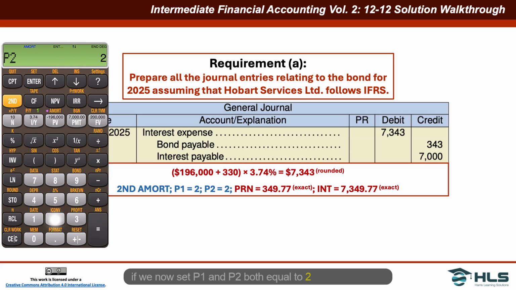Using the amortization function in the calculator, if we now set P1 and P2 both equal to 2 and scroll down until we see PRN, we end up with a value of $349.77, which is about $6 off. And interest, INT, has an exact value of $7,349.77, which is again $6 off because of the rounding in the yield rate used in manual calculations.